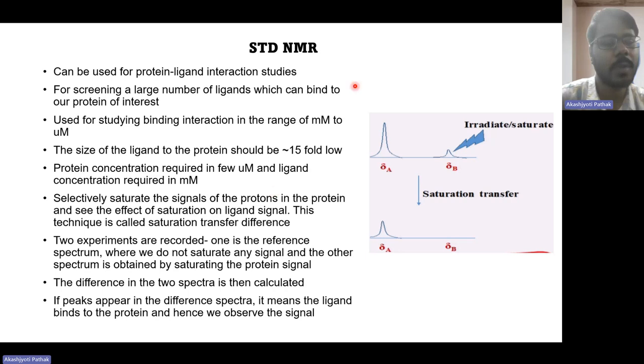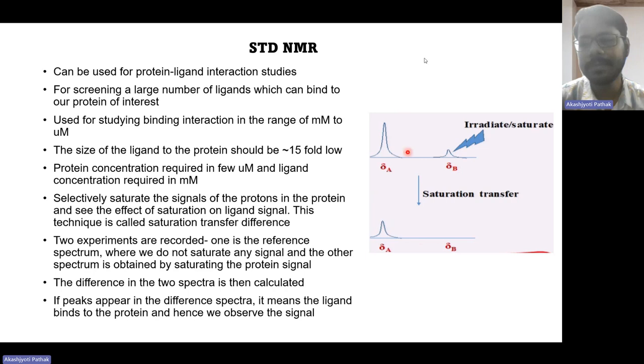So what is done in an STD-NMR experiment? You first record a reference spectrum, and then you selectively saturate the protons that are present in the protein molecule, and then you take the difference of the two. This difference spectrum is what is recorded in STD NMR.